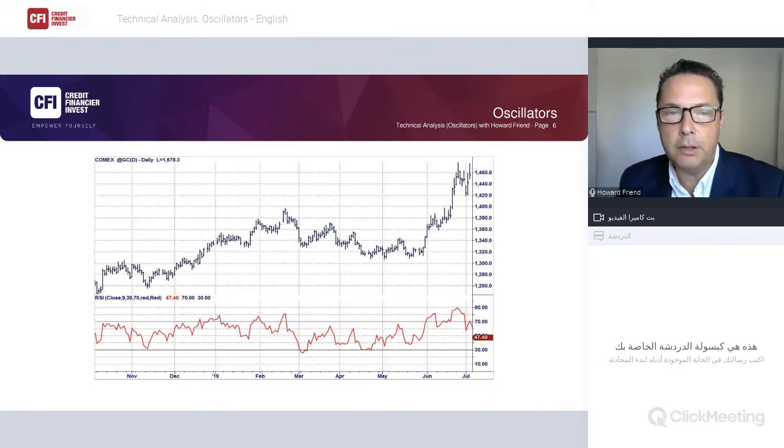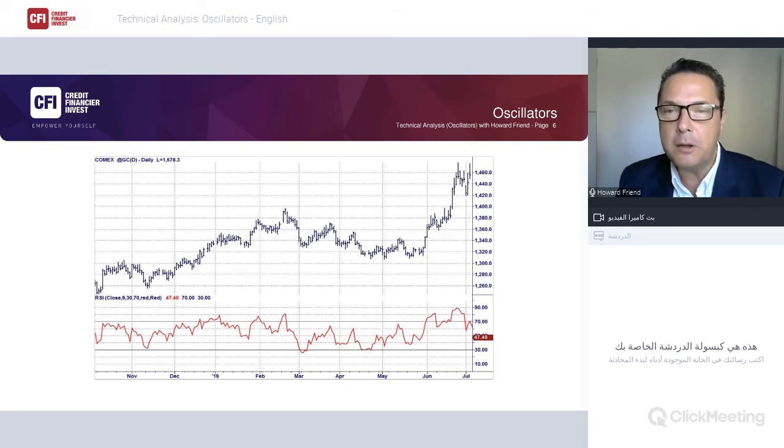Okay, first one is a chart of gold futures, COMEX futures. And what you can see there is a daily chart, an uptrend, and below the chart is an RSI oscillator, a 9-period RSI oscillator. Now, the default settings are usually 30 as the oversold boundary, and 70 as the overbought barrier.